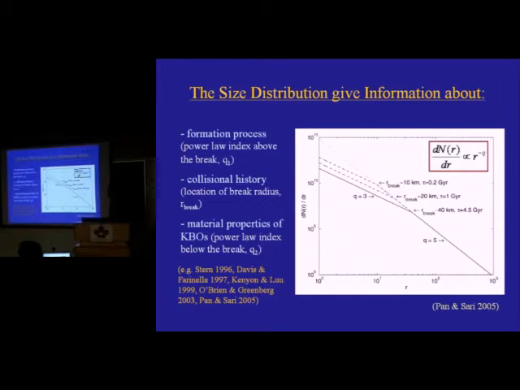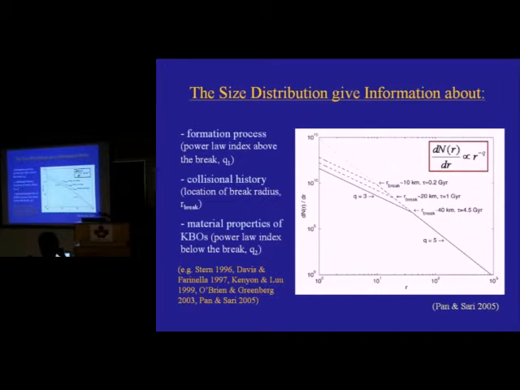So why do we care? The size distribution gives us interesting information. The slope of the size distribution will tell us about the formation process, the accretion process in the Kuiper belt. The location of the break radius will tell us about the collisional history. Basically, for how long have these collisions been going on, breaking up bodies.